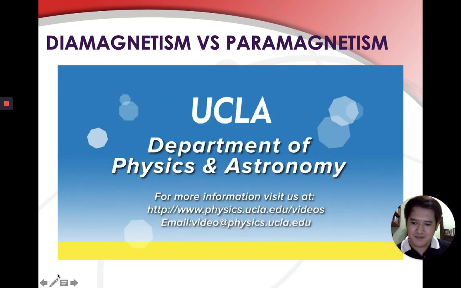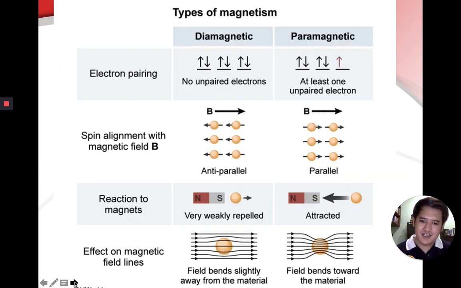Okay, thank you very much. So, summary for the discussion a while ago, there are 2 types of magnetism exhibited by elements or atoms. So you have diamagnetism and paramagnetism.